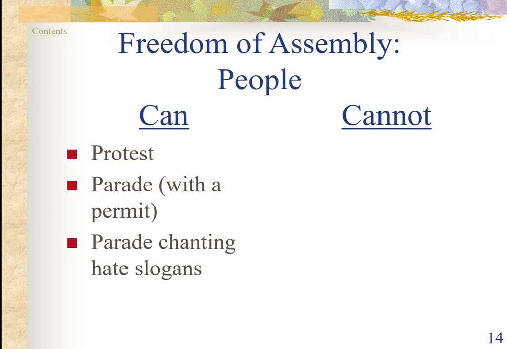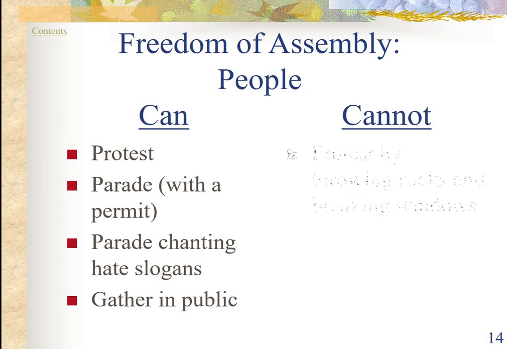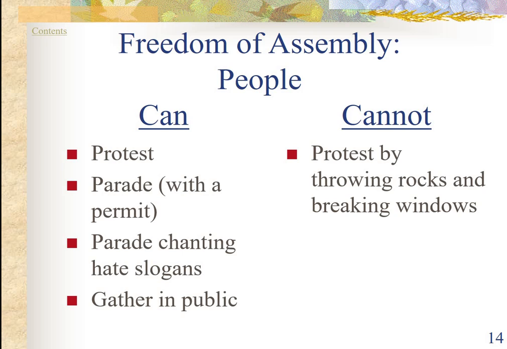And if you so choose, you can parade chanting hate slogans. That is still also protected. Not the best thing, but still protected. And you can gather in public land, in public parks, and do a protest there. What you cannot do, you cannot throw rocks, break windows, breaking and entering, any vandalism. That is no longer protected by the freedom of assembly.